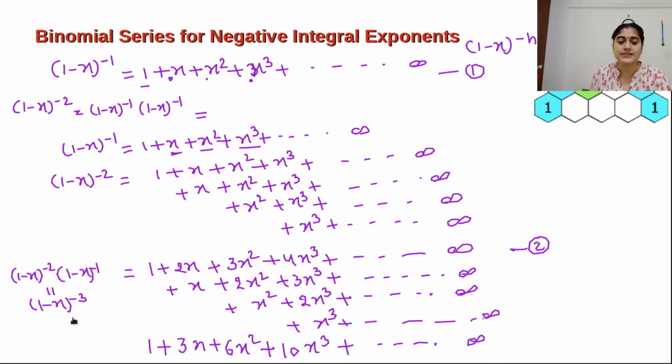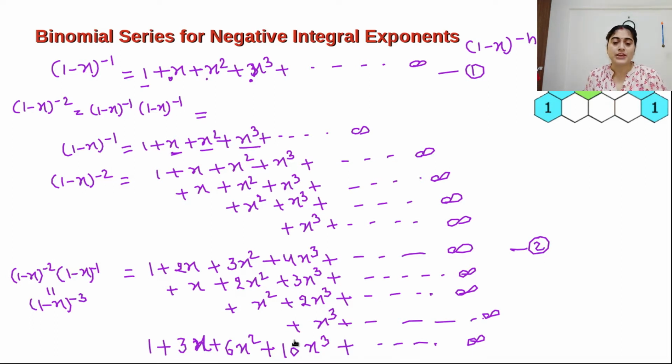This is (1 minus x) to the power of minus 3. So (1 minus x) to the power of minus 1 will look like this. (1 minus x) to the power of minus 2 will look like 1 plus 2x plus 3x square. If I am multiplying again, so (1 minus x) to the power of minus 3 will be 1 plus 3x plus 6x square, like this.